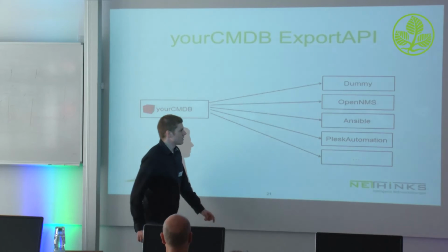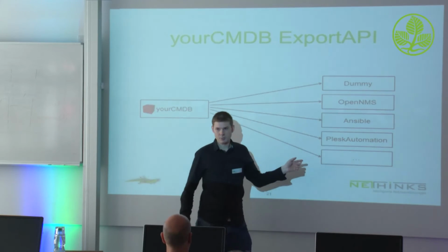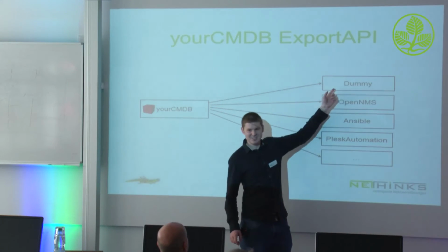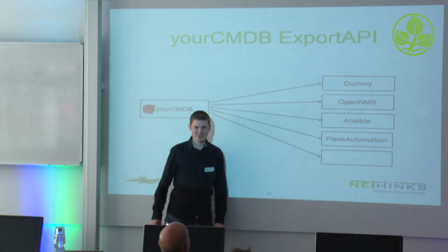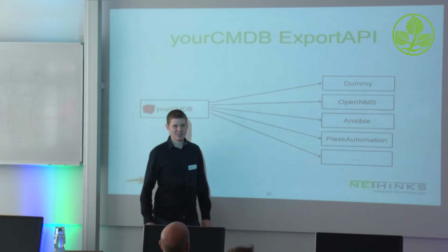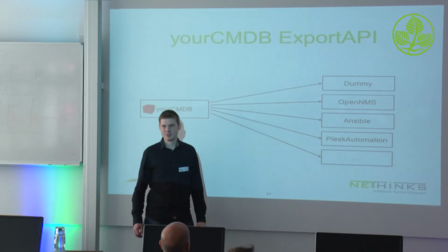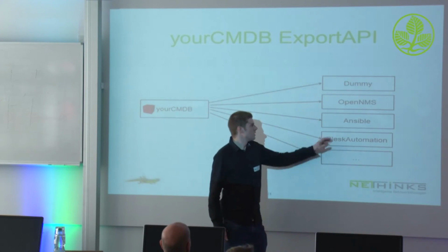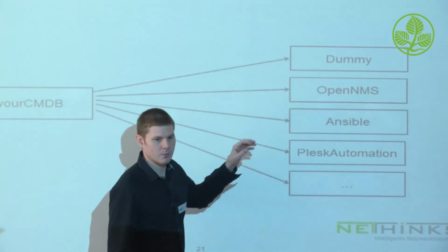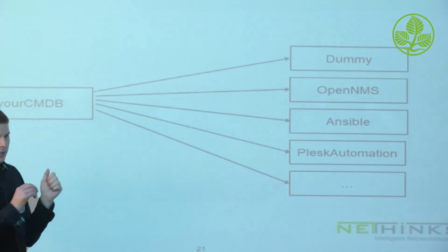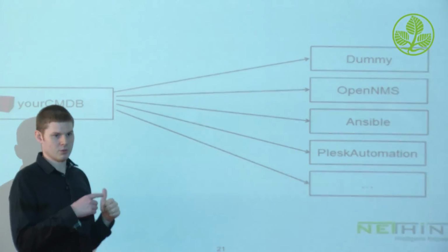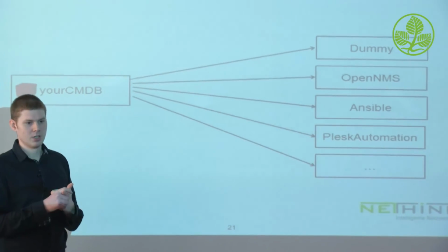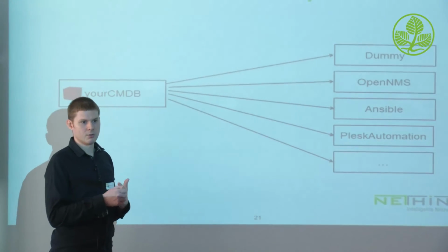At the moment, these are the external systems that are implemented. We want to implement more in the future. The first thing is dummy. It's just used for testing the export API. It simply prints out some information on the standard output. We have OpenNMS, where we can push objects to OpenNMS. We can push node IP, node label, the management IP, categories, surveillance categories, and asset information.